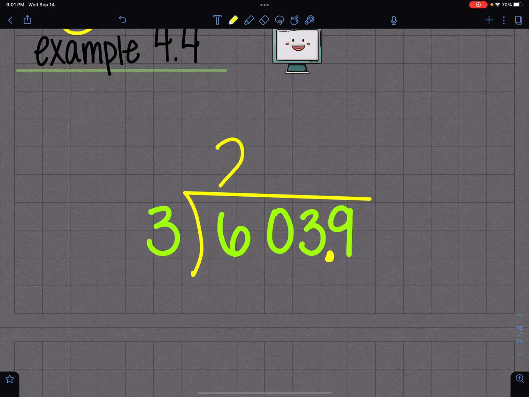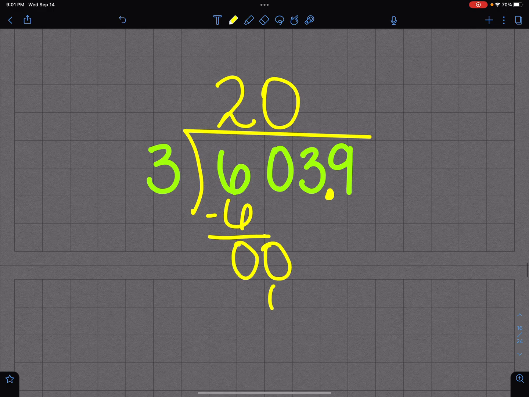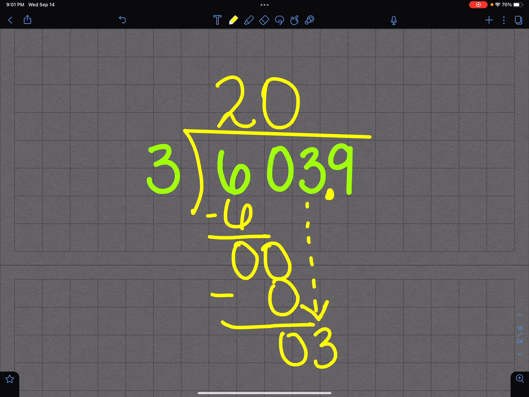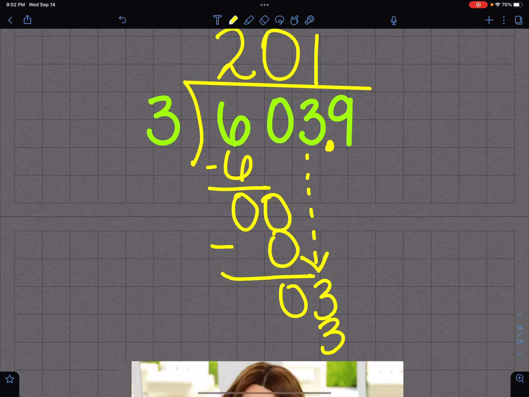So how many times does 3 go into 6? It goes in twice. 3 times 2 is 6. Subtract, bring down the 0. How many times does 3 go into 0? 0 times. 3 times 0 is 0. Subtract 0. Bring down that 3. How many times does 3 go into 3? 1 time. 3 times 1 is 3. Subtract, I get 0. Bring down that 9.